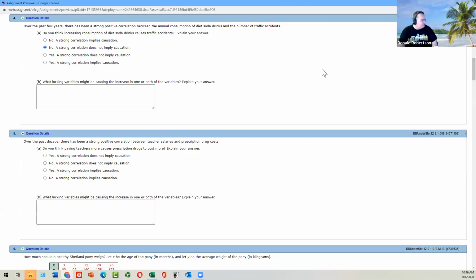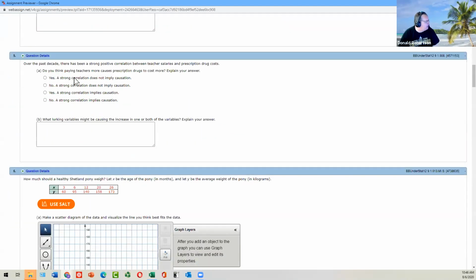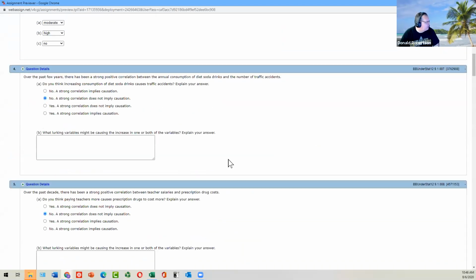Like my silly stories. In the past 10 years, there had been a strong positive correlation between teacher salaries and prescription drug costs. I didn't know that. I'll take the word for it. No, it's a no. Actually, I only have 3, so only one of them is no, so my life was easy this time. Let's think of lurking variables for this one.